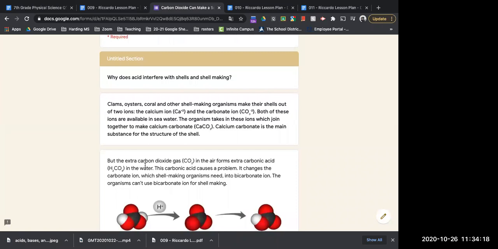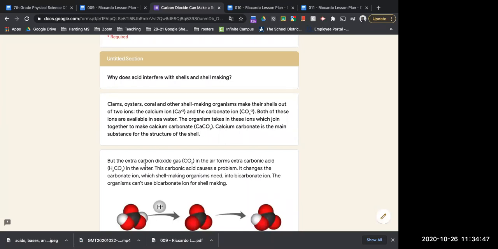Why does it interfere with shells and shell making? Clams, oysters, coral, and other shell-making organisms make their shells out of two ions, the calcium ion and the carbonate ion. Both of these ions are available in seawater. The organism takes in these ions, which join together to make calcium carbonate. Calcium carbonate is the main substance for the structure of the shell.